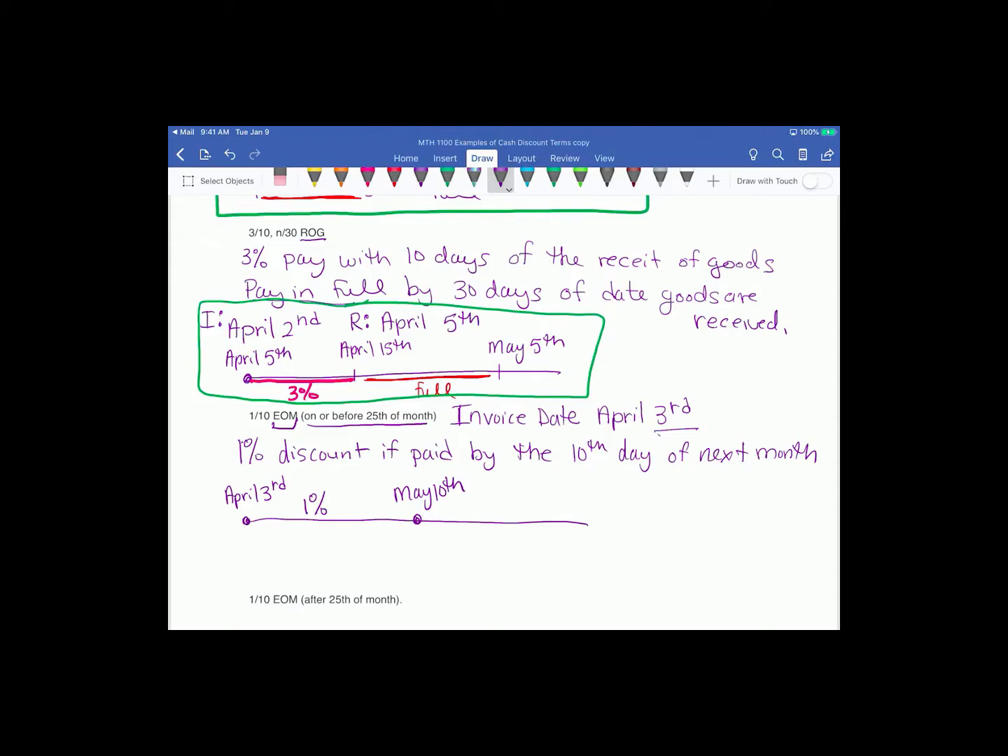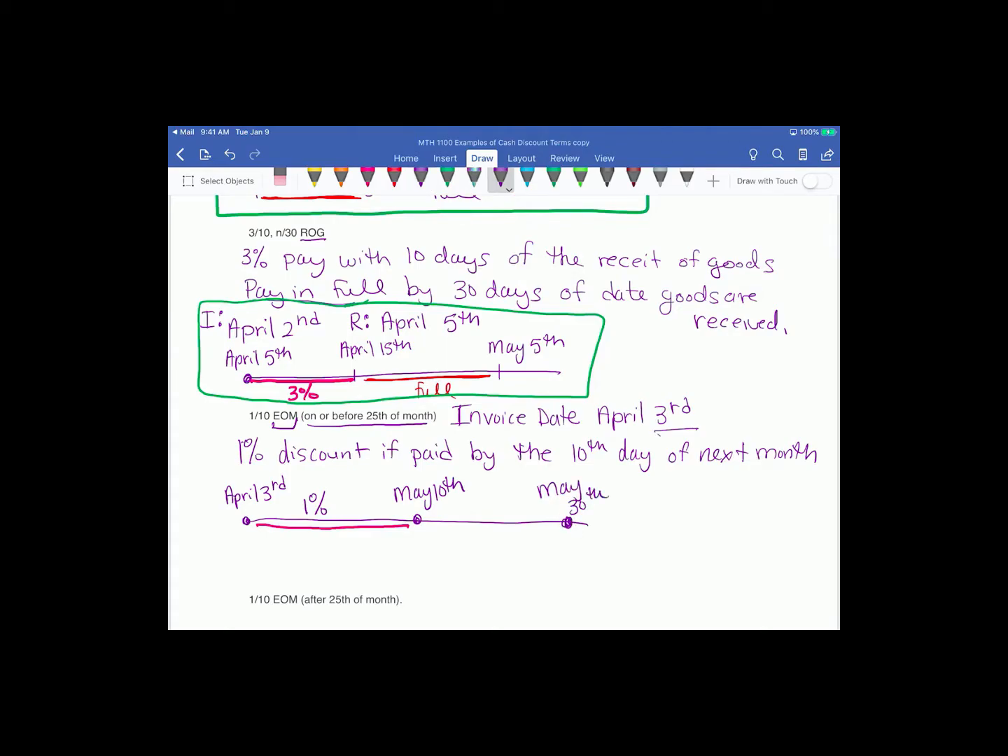So even if I change the invoice date from April 3rd to say April 10th, I would still have until the 10th day of the next month because it's on or before the 25th. Then, if you miss that discount period, so this is the discount period where you get the extra 1% off. If you miss the discount period, you have to pay by the 30th of that month.